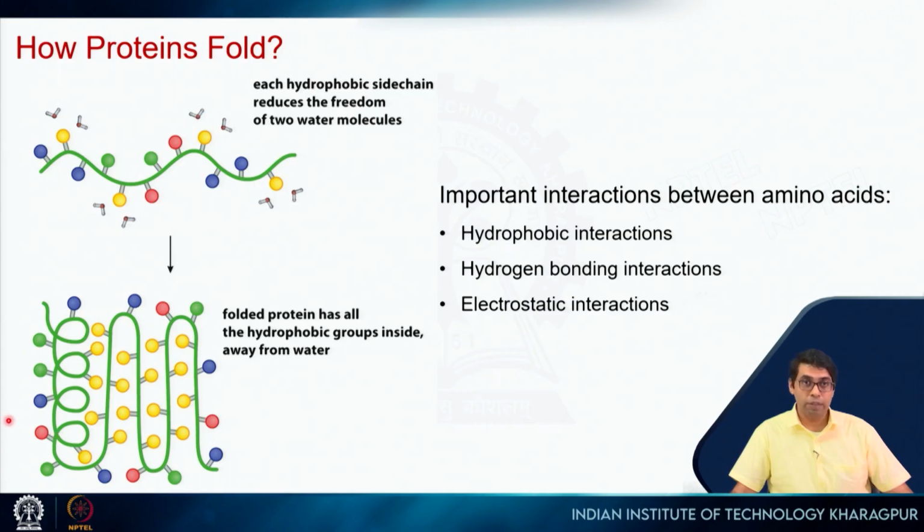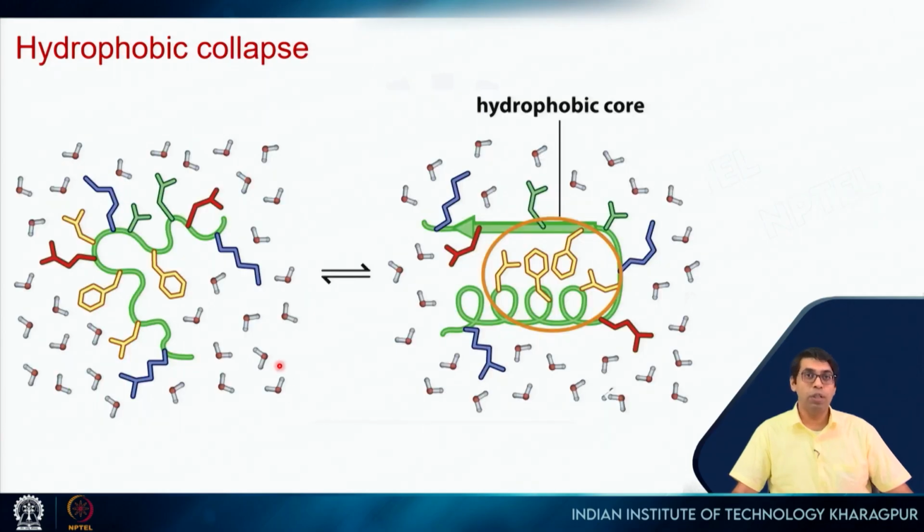So they can also interact with water and they can also interact with each other. So hydrophobic interactions, hydrogen bonding pattern and electrostatic interactions, together they stabilize the final folded form of the protein. What drives this final folded form? These interactions and also something called hydrophobic collapse.